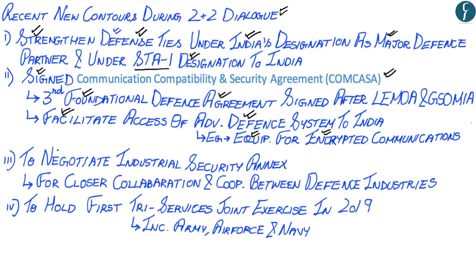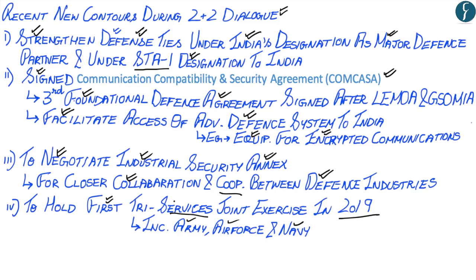The third main aspect was that both the countries would negotiate an industrial security annexure, which would allow for closer collaboration and cooperation between the defense industries of both the countries. And the last and the main aspect that was agreed upon during the 2+2 dialogue was that both the countries would hold their first Tri-Services Joint Exercises in 2019. The Tri-Services exercise would include the Army, Air Force, and the Navy of both the countries.